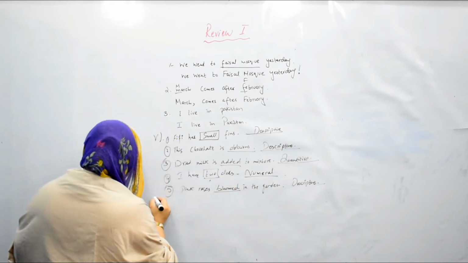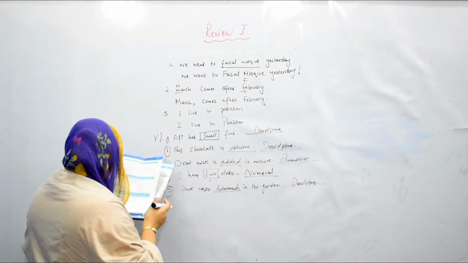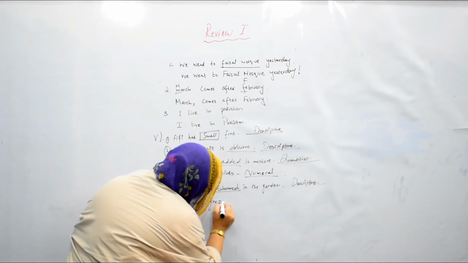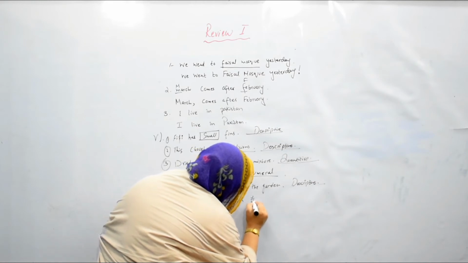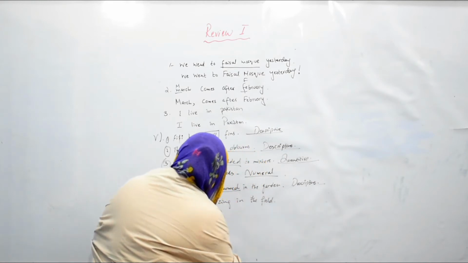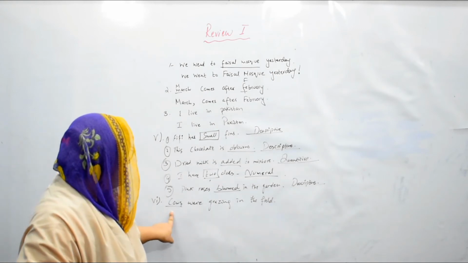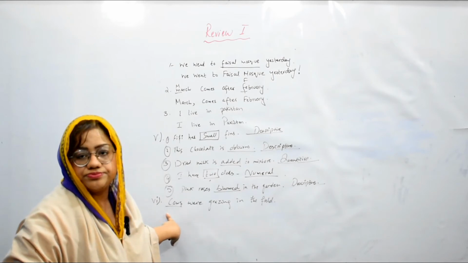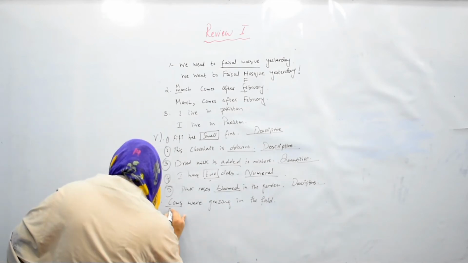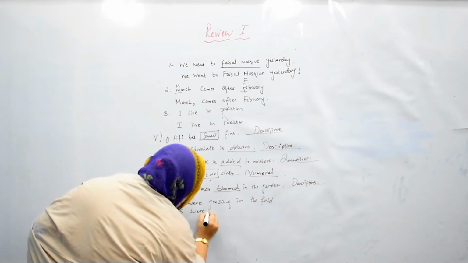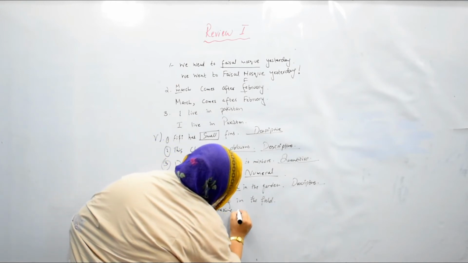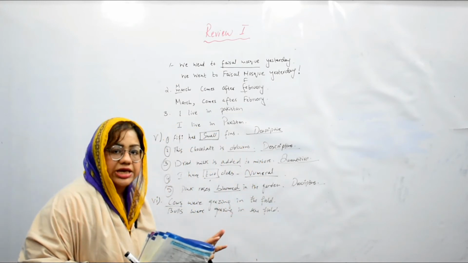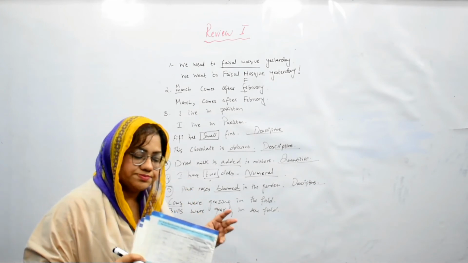Number 1, I am writing here question number 6. Cows were grazing in the field. Now, as you can see, what is the gender of cows? Bull. So I am writing here, bulls were grazing in the field. The whole sentence after that will be the same. We just need to change the gender.